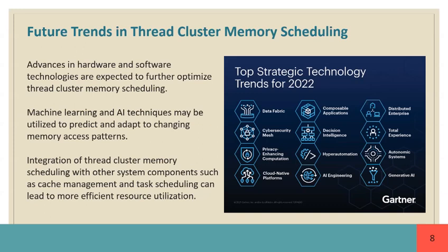Next, there are the future trends in thread cluster memory scheduling, which are advances in hardware and software technologies, or you can say in both technologies, and are expected to further optimize thread cluster memory scheduling. Machine learning and AI techniques may be utilized to predict and adapt to changes in memory access patterns. Integration of thread cluster memory scheduling with other system components such as cache management and task scheduling can lead to more efficient resource utilization.